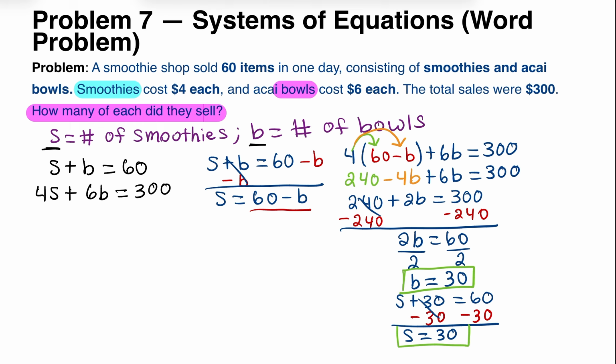Okay, and if you want to do a quick check, you can just say, well, 30 smoothies were sold at $4, which equals $120. 30 bowls were sold at $6, so 30 times 6 is 180. And when you add those together, 120 plus 180, that gives you a total sales of 300, which checks out.